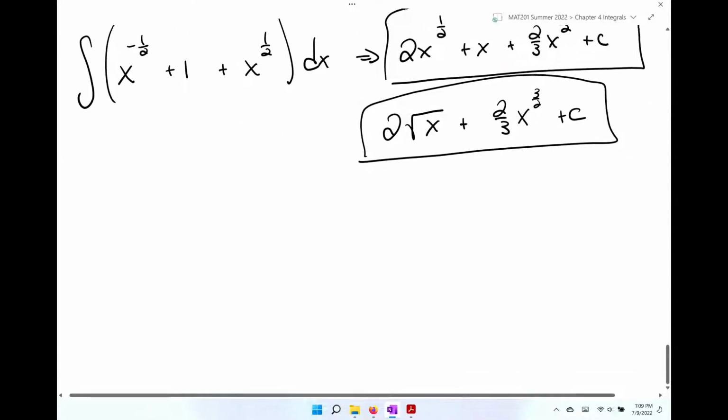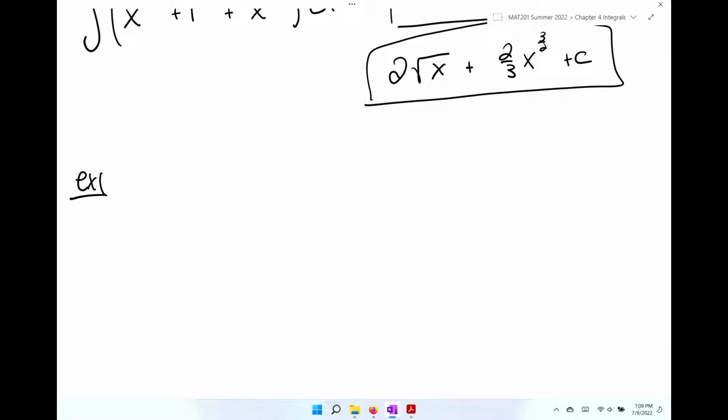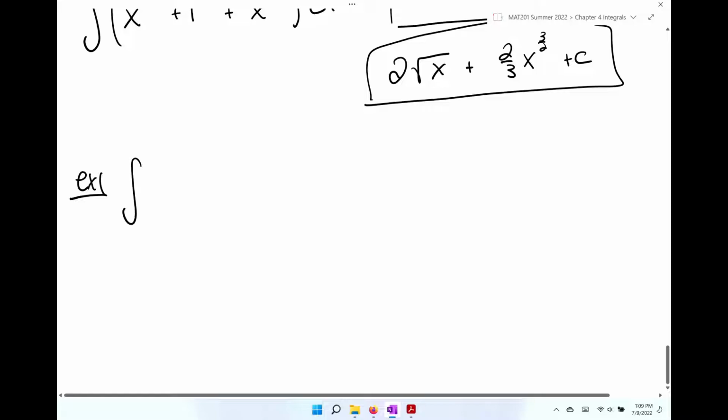All right, now the next couple examples are where students tend to start running into some issues. And it's not because you don't know what you're doing. It's because it's been a while since you had to use your basic trigonometric identities and everything like that. All right, so we just got to be careful.